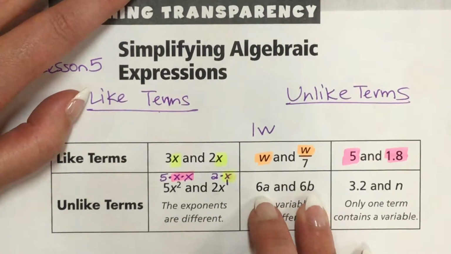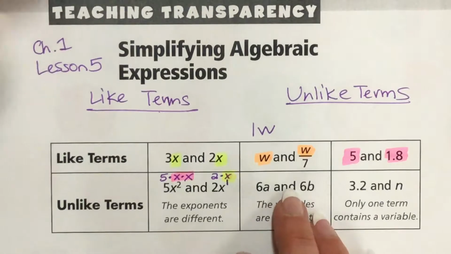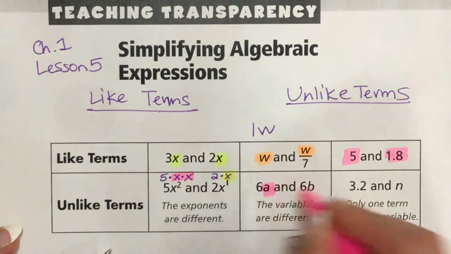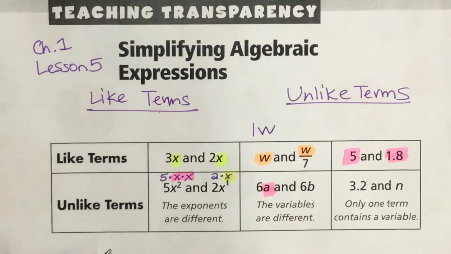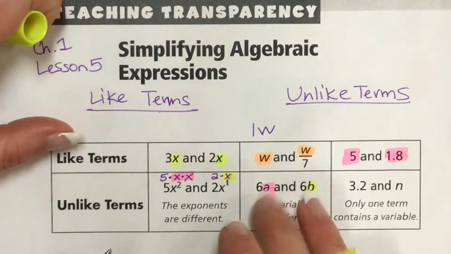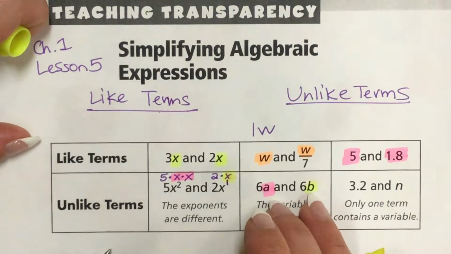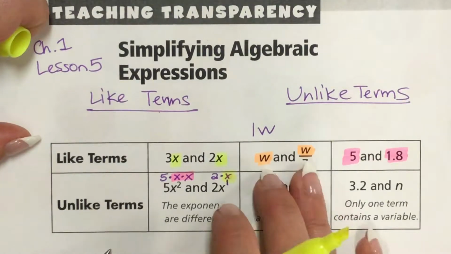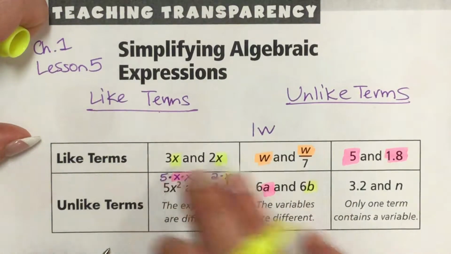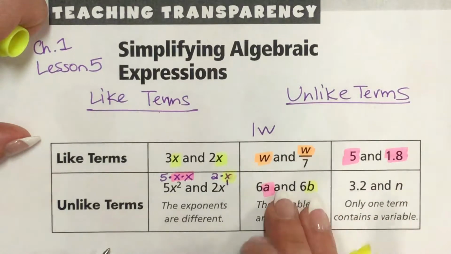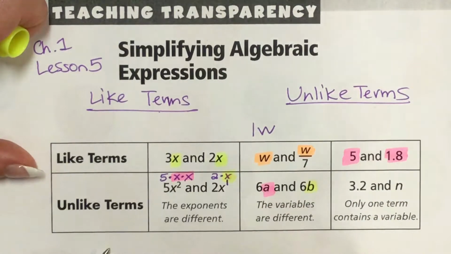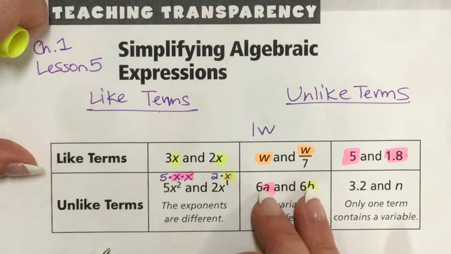Okay, let's look at this. This is another example of things that are not like terms. Here you have 6A, and here you have 6B. So we have two different variables, and whenever you have two different variables, they are not like terms. They're not the same variable like W and W over 7 or 3x and 2x. These are like terms, and those are like terms, but these have two different variables, so they are not like terms. So yes, it has to be the same exact letter.